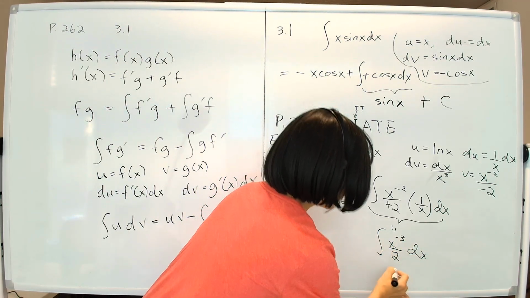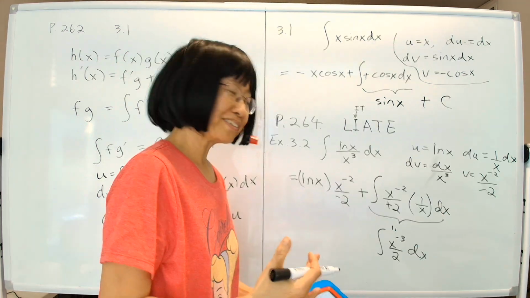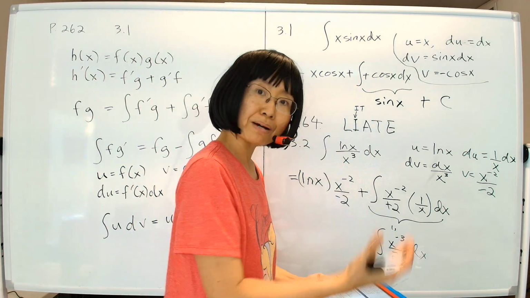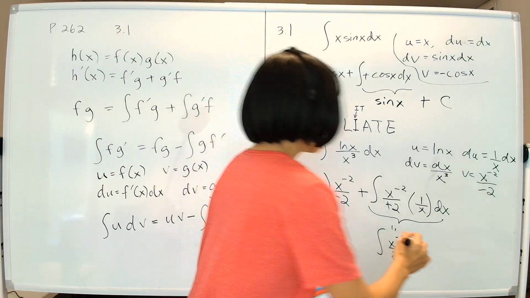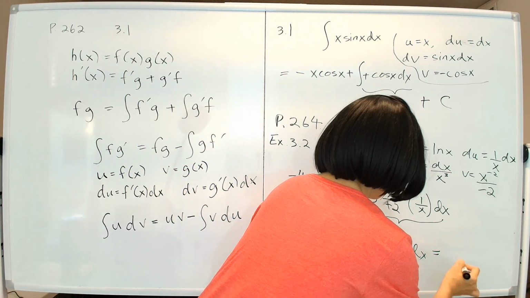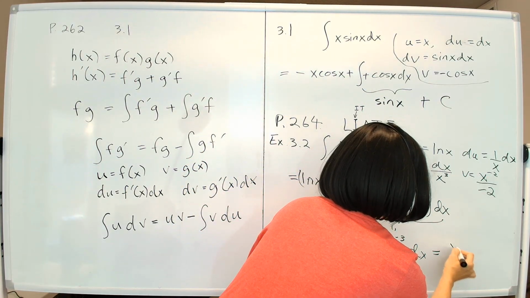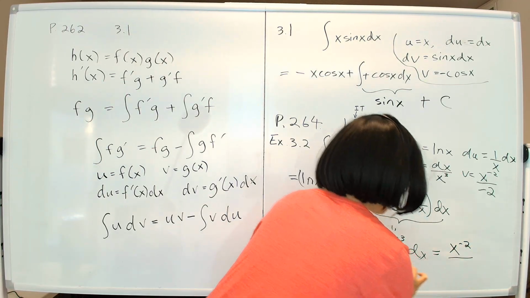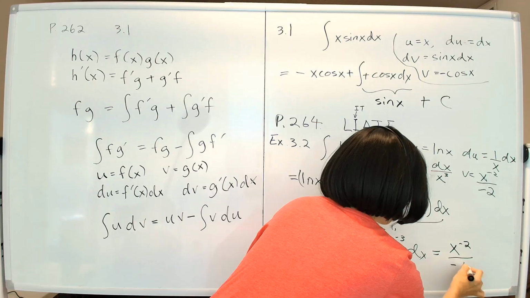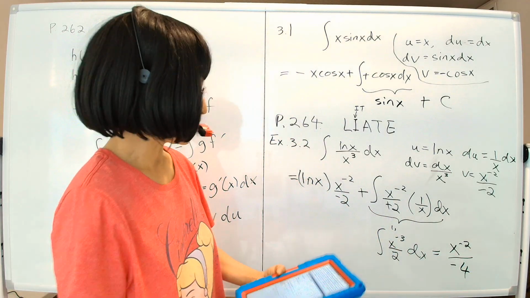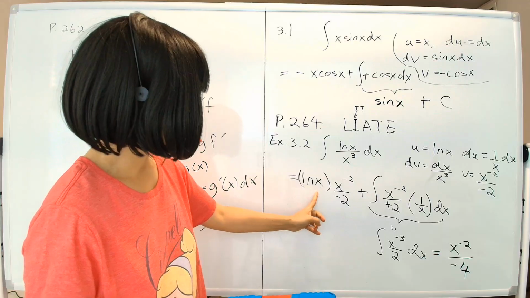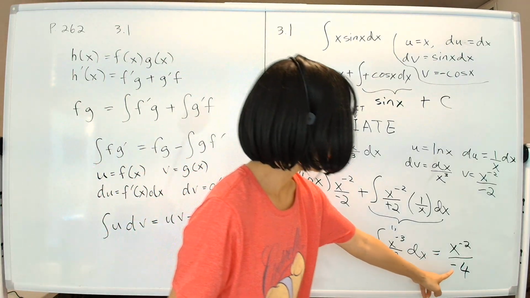And what is that? You can use the power rule to integrate this: raise the power by 1, divide by that power. So x raised to the power becomes minus 2, divided by minus 2 times 2, which is minus 4, and that's about it. And then, so what do we have? We have this thing plus that thing.